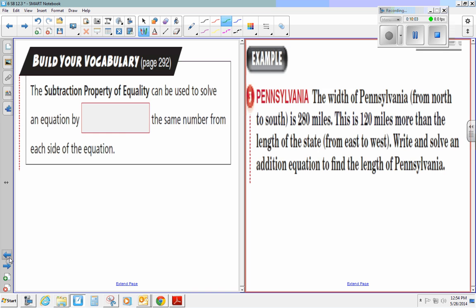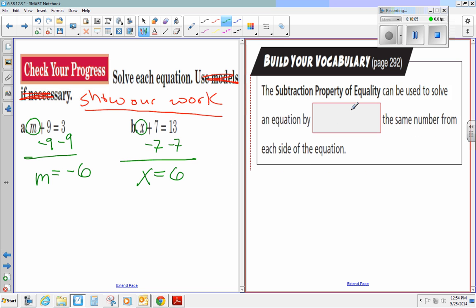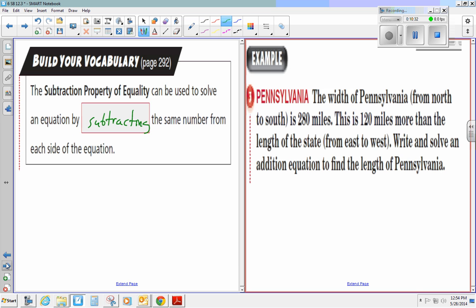All right, not too much further here. Subtraction property of equality can be used to solve an equation by subtracting the same number from each side of the equation. And that's what we've been doing, subtracting the same number from both sides. So let's take a look at this problem here.